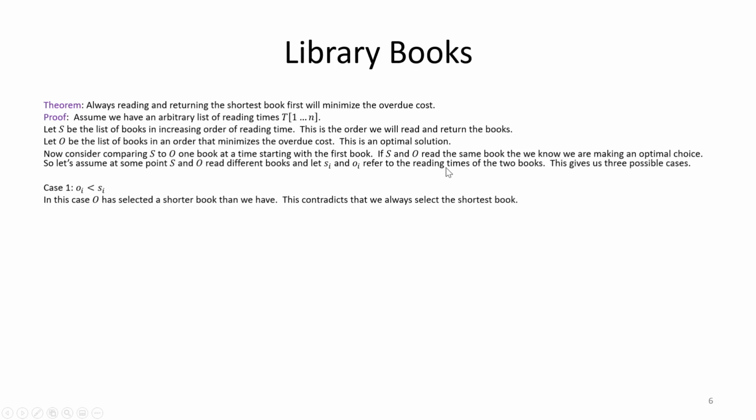So we're doing this case: OI is less than SI. These were the reading times of the 2 books. That means OI is shorter in its reading time than SI. Okay, now, wait a second. What does our algorithm do? It says always read and return the shortest book. So is it possible that O is reading a shorter book than we are? In this case, it's selected a shorter book than we have. So this contradicts that we always select the shortest book.